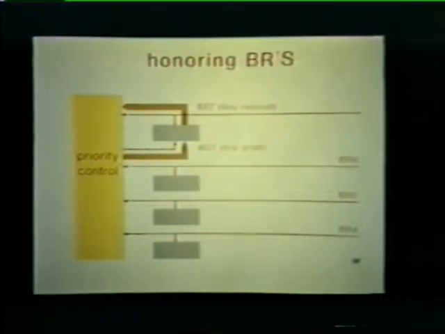Now, let's combine all priority levels into one chart. Here's our complete structure of device priority levels. Notice how priority increases as we proceed upward. The BR4 level has the lowest priority, the BR7 level has the highest priority for BR levels, and the NPR level, which is used by DMA devices, has the highest priority in the entire structure.